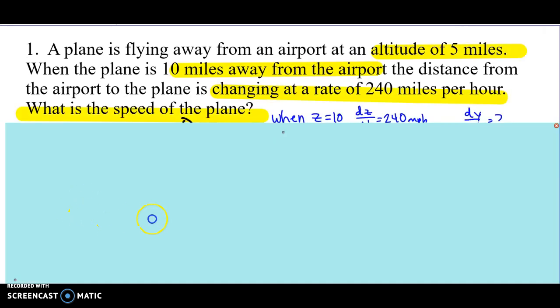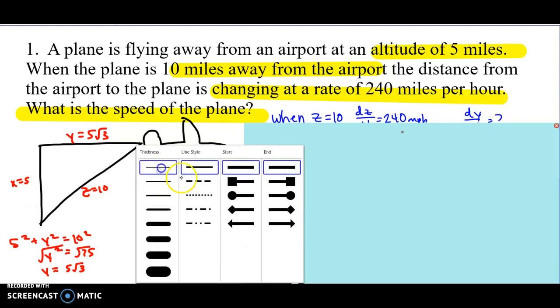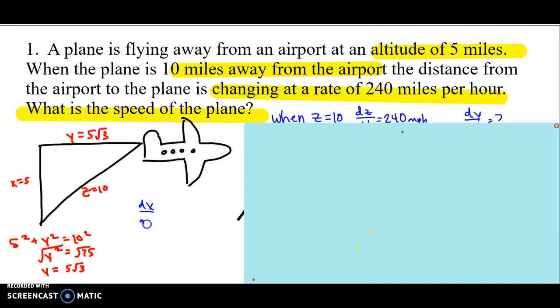So let's take a look at what we knew. Yes, I did Google airplane drawing to draw that. We know that the plane has a height or altitude of 5 miles, right? We know that's constant, which tells us that dx/dt would be 0, because that doesn't change. The distance from the plane to the airport is changing at a rate of 240 miles per hour, so that's dz/dt. We want to know the speed of the plane. Speed going horizontally, that would be dy/dt.